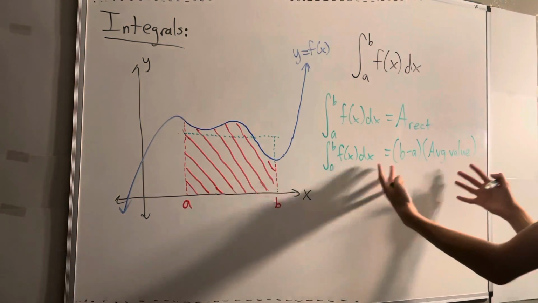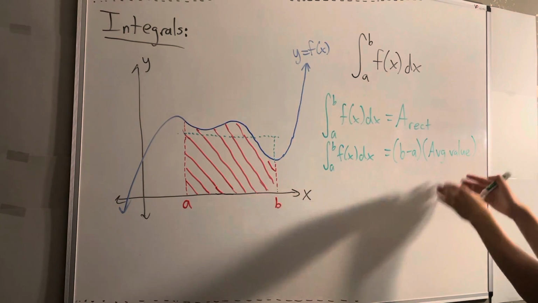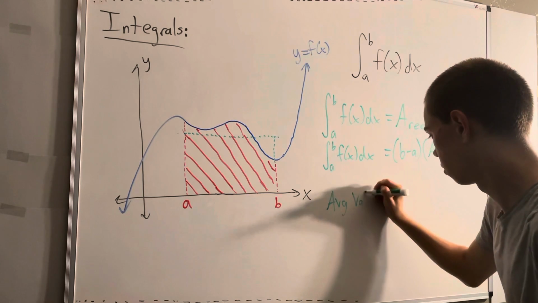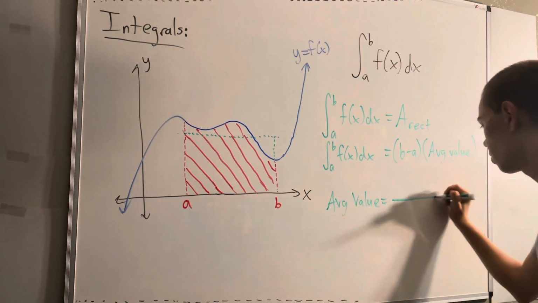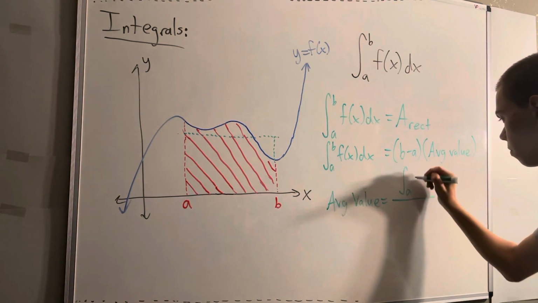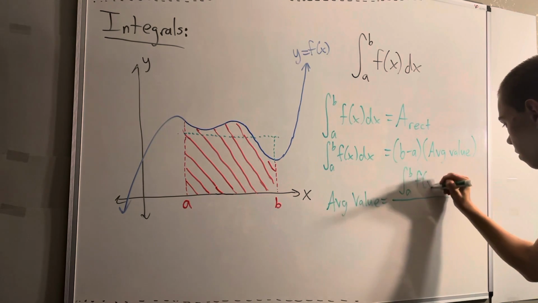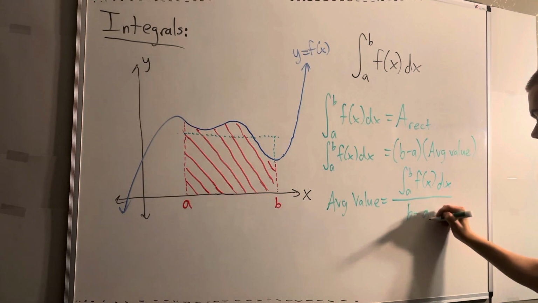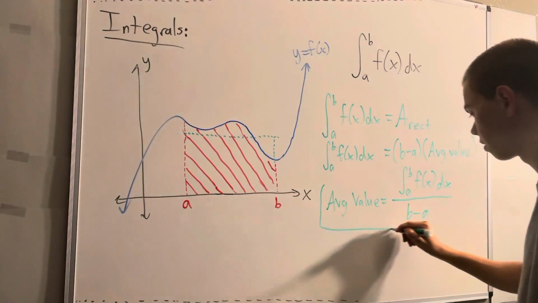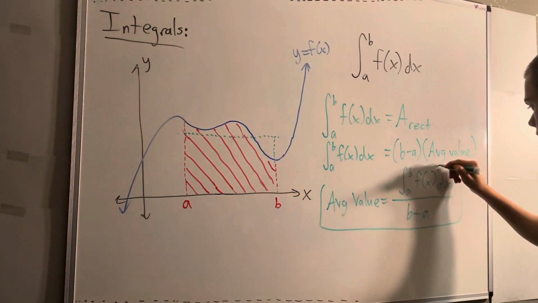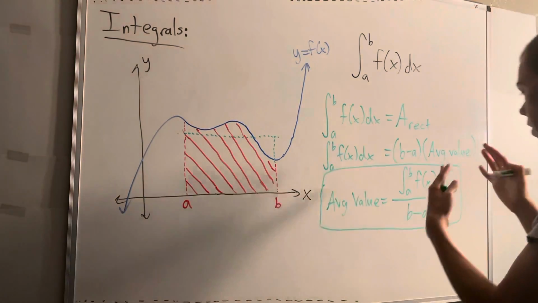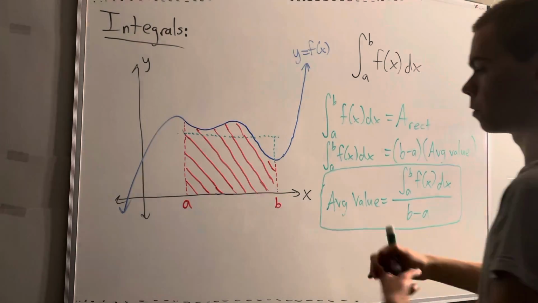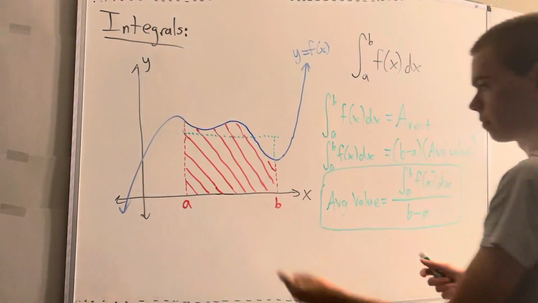Okay, all we have to do is solve for the average value of the function. And when we solve for it, we get that it's equal to our integral divided by b minus a. And so this right here is the whole idea of the average value of a function on some interval a to b.